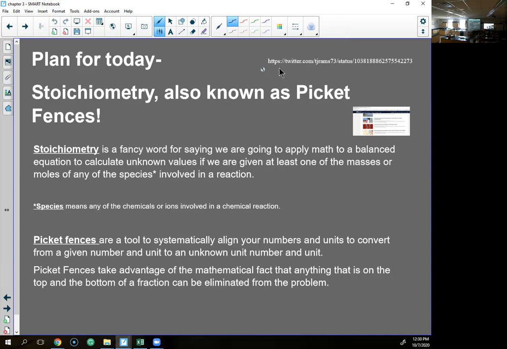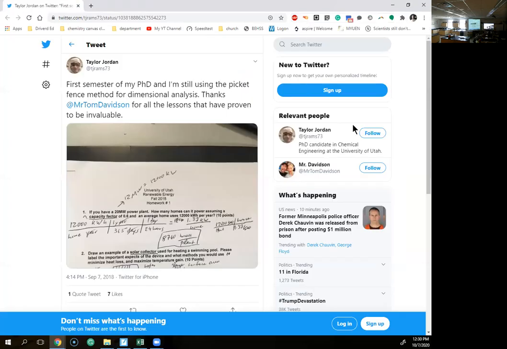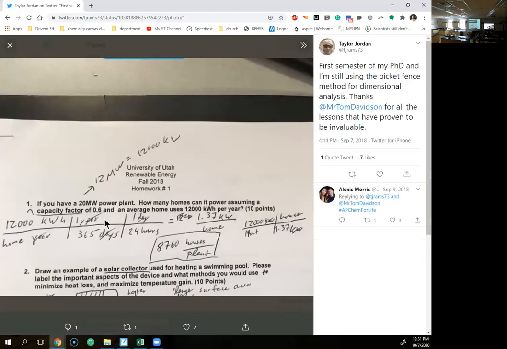All right. This little link right here, this made me happy. This doesn't happen very often when you're a chemistry teacher, because most kids forget about you because they've been trying to block out the nightmares. But it said, first semester of my PhD, I'm still using the picket fence method for dimensional analysis. Thanks, Mr. Davidson, for the lessons that have proven to be invaluable. Clicking over on this picture.